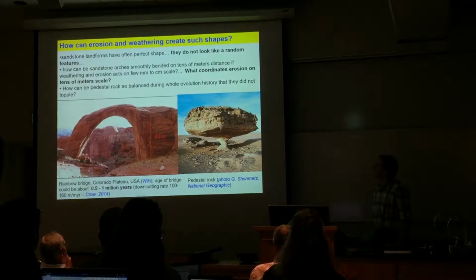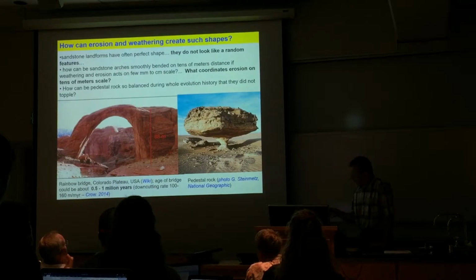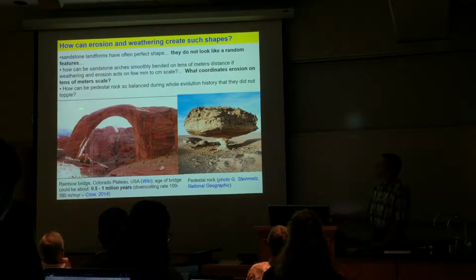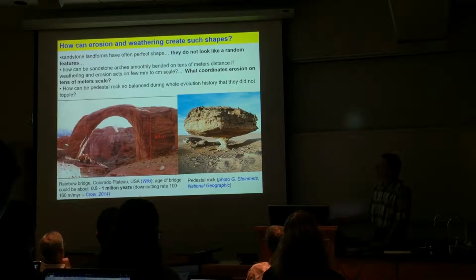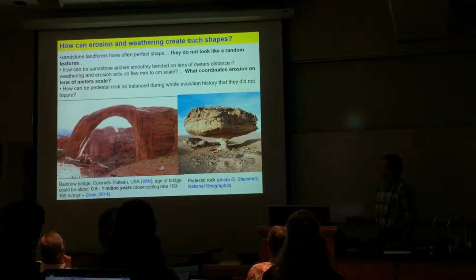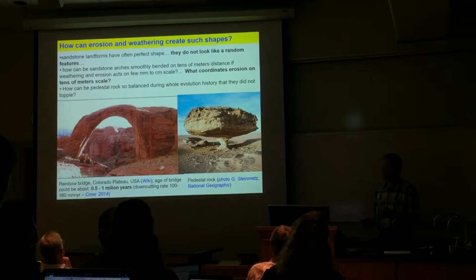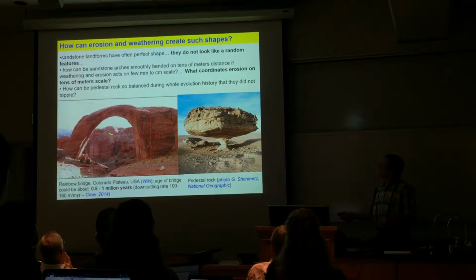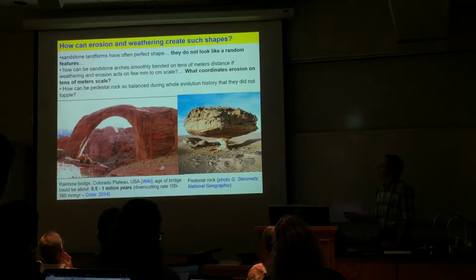We can get closer to these things when we ask questions like, how can these forms have such a perfect shape? Sandstone ridges are often very smooth on the surface, and you can see they are arching over tens of meters. How can erosion and weathering, as they occur in a very shallow zone, randomly create such a nice shape if they are not controlled by some process? So what coordinates the erosion and weathering?